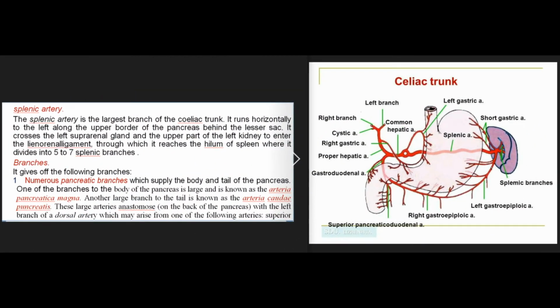Splenic artery. The splenic artery is the largest branch of the coeliac trunk. It runs horizontally to the left along the upper border of the pancreas behind the lesser sac.